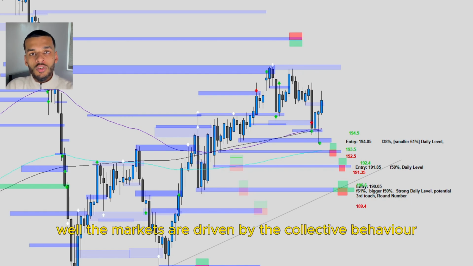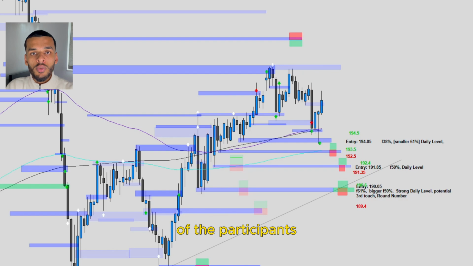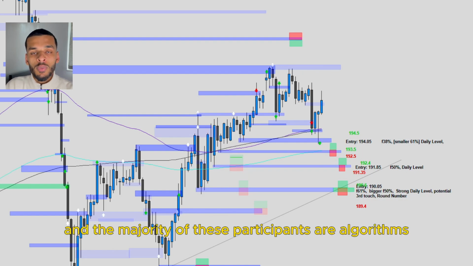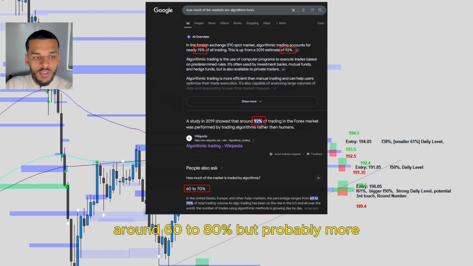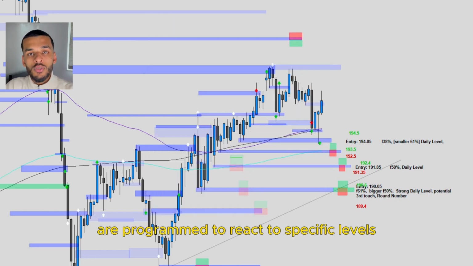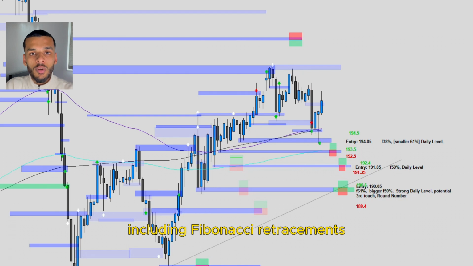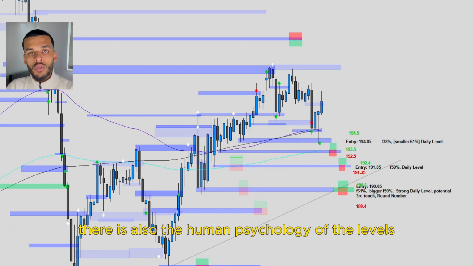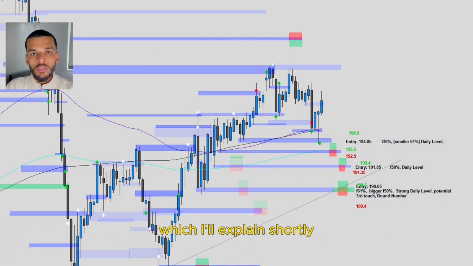Well, the markets are driven by the collective behavior of the participants, and the majority of these participants are algorithms, around 60 to 80%, but probably more. And these algorithms are programmed to react to specific levels, including Fibonacci retracements. There is also the human psychology of the levels, which I'll explain shortly.